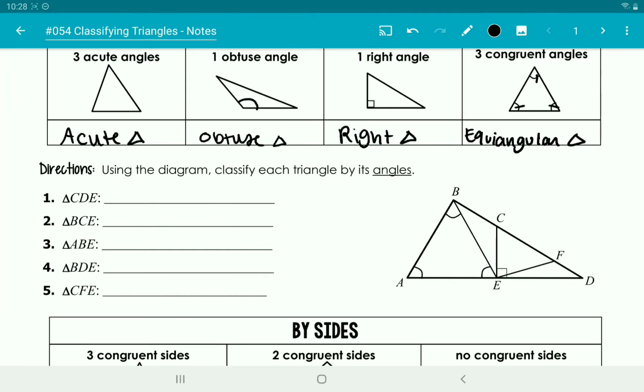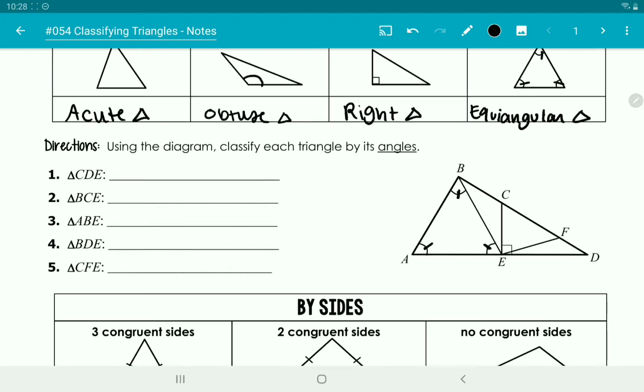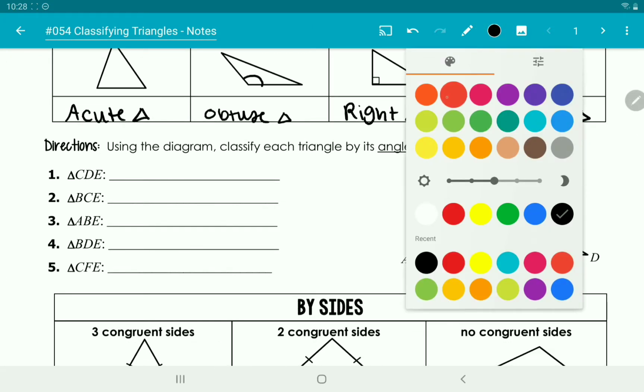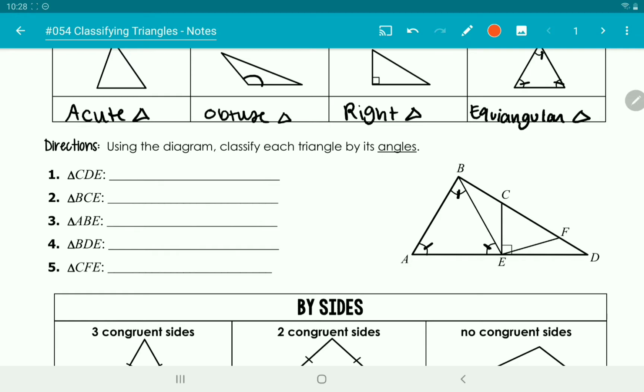So now we are going to go ahead and I'll mark these ones that are the same, and we're going to determine how to classify each of these triangles by its angles. I'm going to look at a different color so we can look at these. So CDE, so we're looking from C to D to E here. We can see that it has this right angle here. So it is a right triangle because it has this right angle.